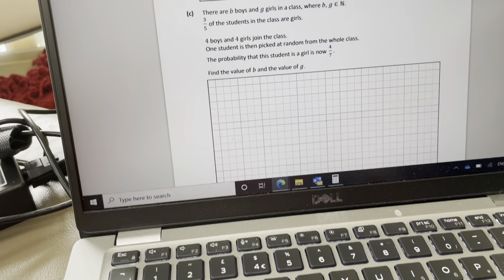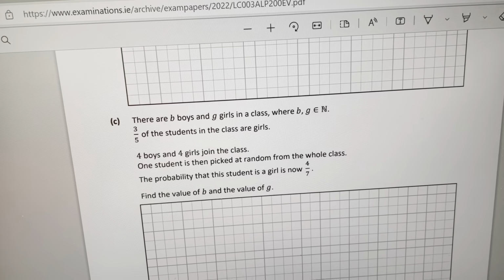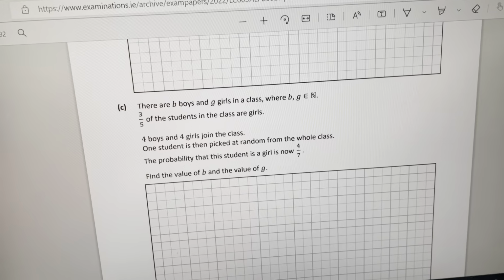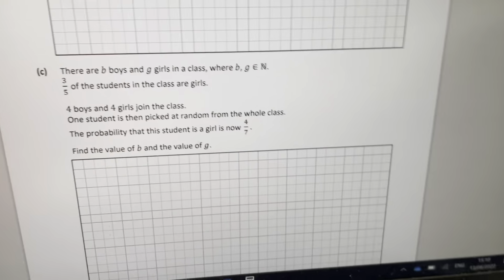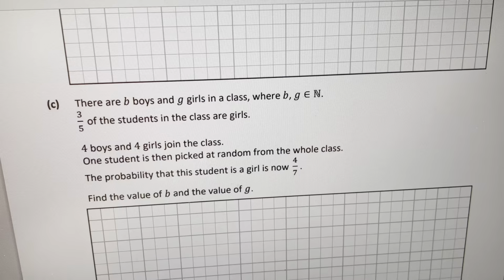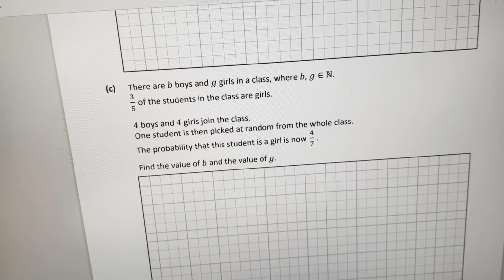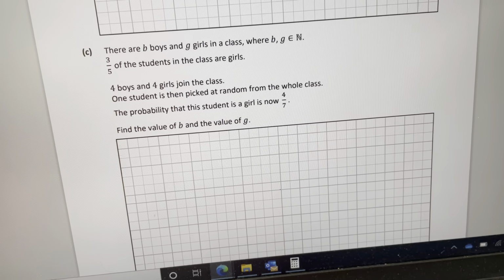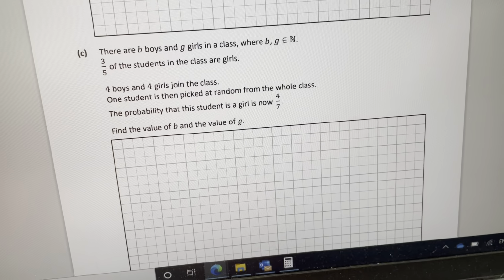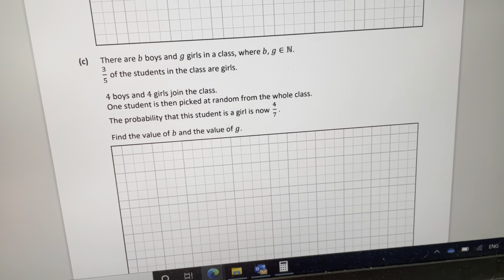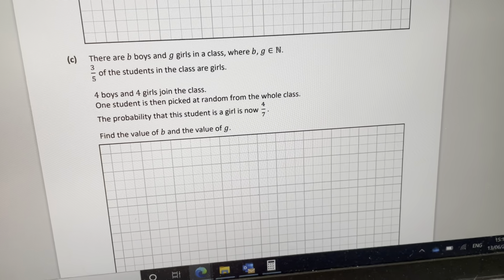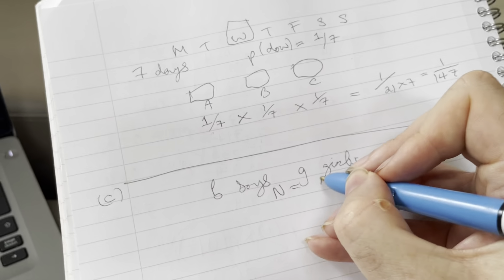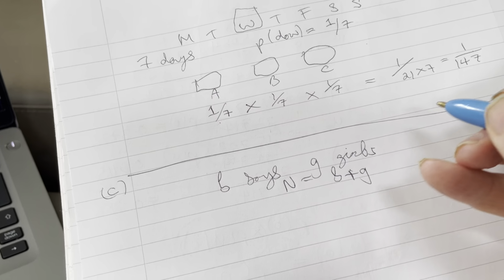Okay, so let's have a look. There are B boys and G girls in the class, where these are natural numbers. 3/5 of the students in the class are girls. So B boys and G girls. So the total number in the class is, just to put that down, B plus G, which we'll call N. So that's the first thing, the total number of people in the class.